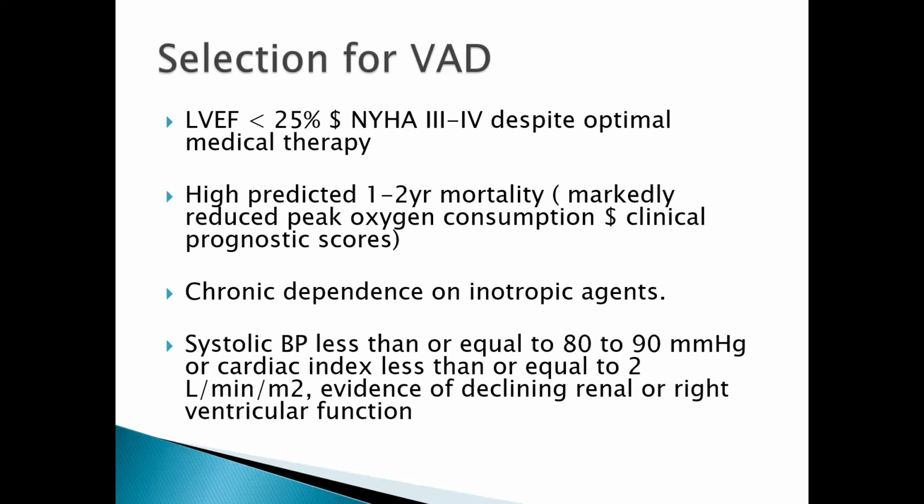Then this last slide is for patients who have acute cardiogenic shock, when the systolic blood pressure is less than 80 or 90 millimeters of mercury and the cardiac index is less than 1 to 2 liters per minute per meter square. With evidence of declining renal or right ventricular function, this patient also should be considered for a ventricular assist device.